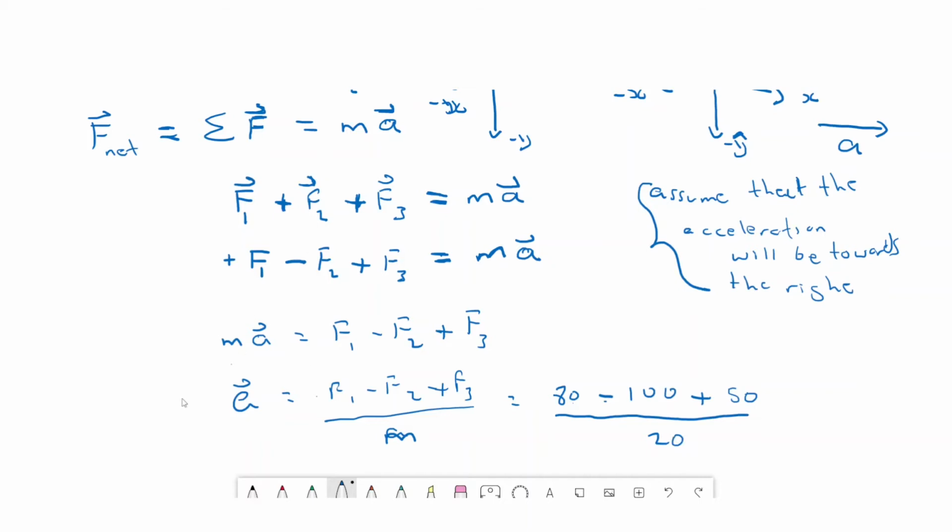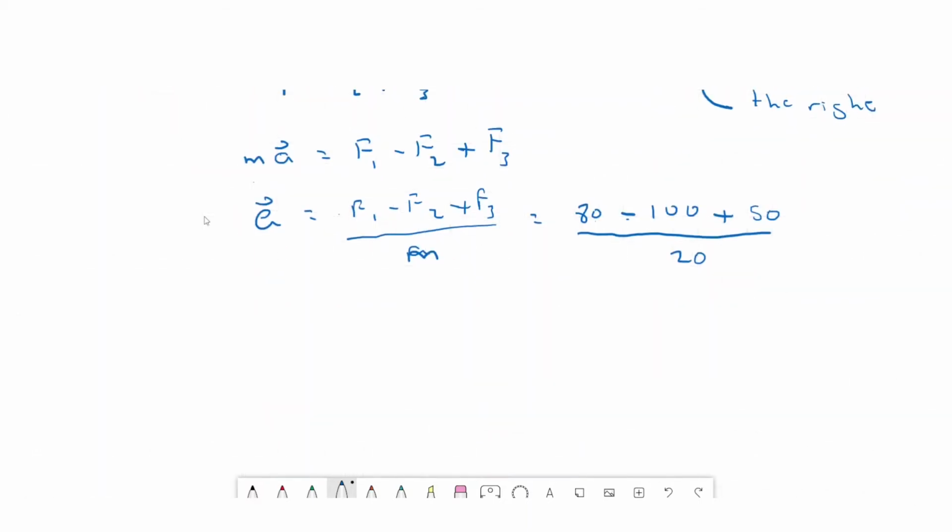Okay. Now, if you look at this, the acceleration is going to be equal to minus 20 plus 50, which is 30 over 20, which is like 3 over 2. This is going to be 1.5 meters per second squared, because acceleration is meters per second squared. All right, now you can see that it is positive. The answer came out as positive.